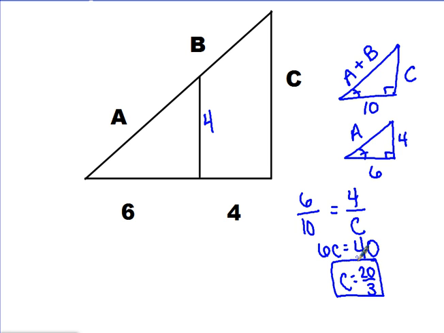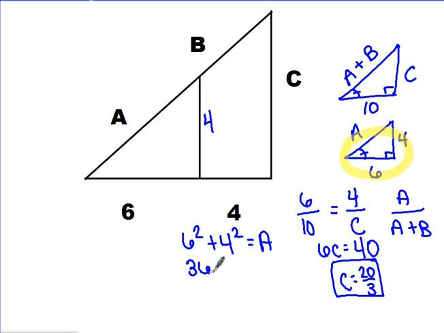And our other proportion is going to be A over A plus B. Now, we need to know what at least one of those values is. Notice in this small triangle, we can solve for the missing side by doing the Pythagorean theorem. All right, so if we do Pythagorean theorem, we have 6 squared plus 4 squared gives me side A. 6 squared is 36. 4 squared is 16. 36 plus 16 is 52. So side A is going to be the square root of 52.